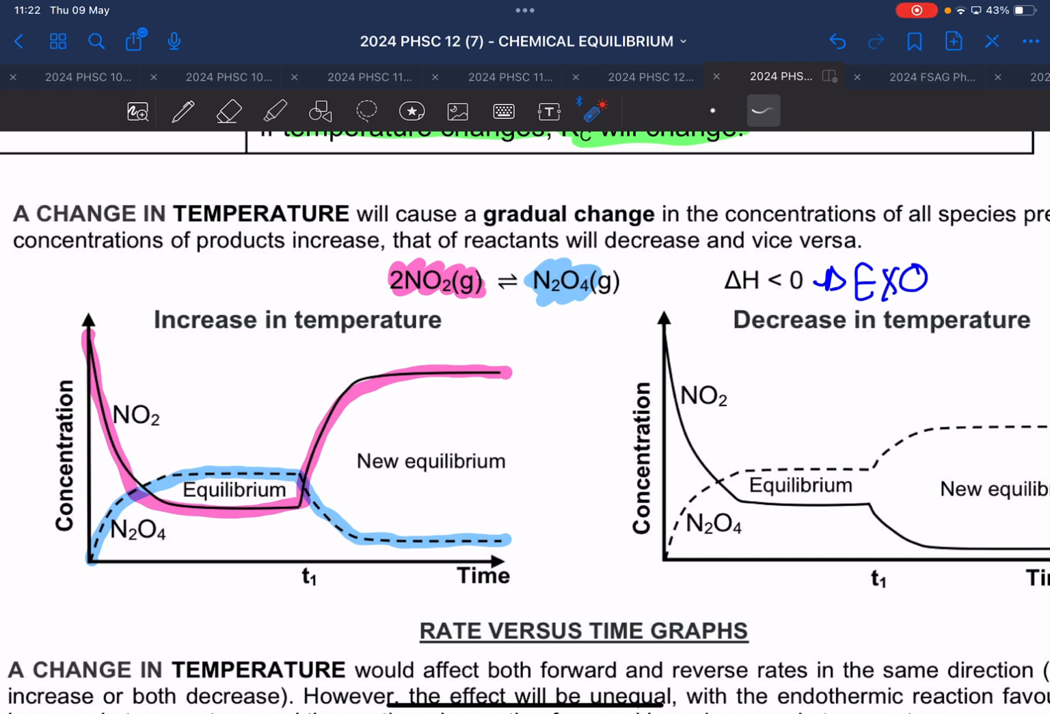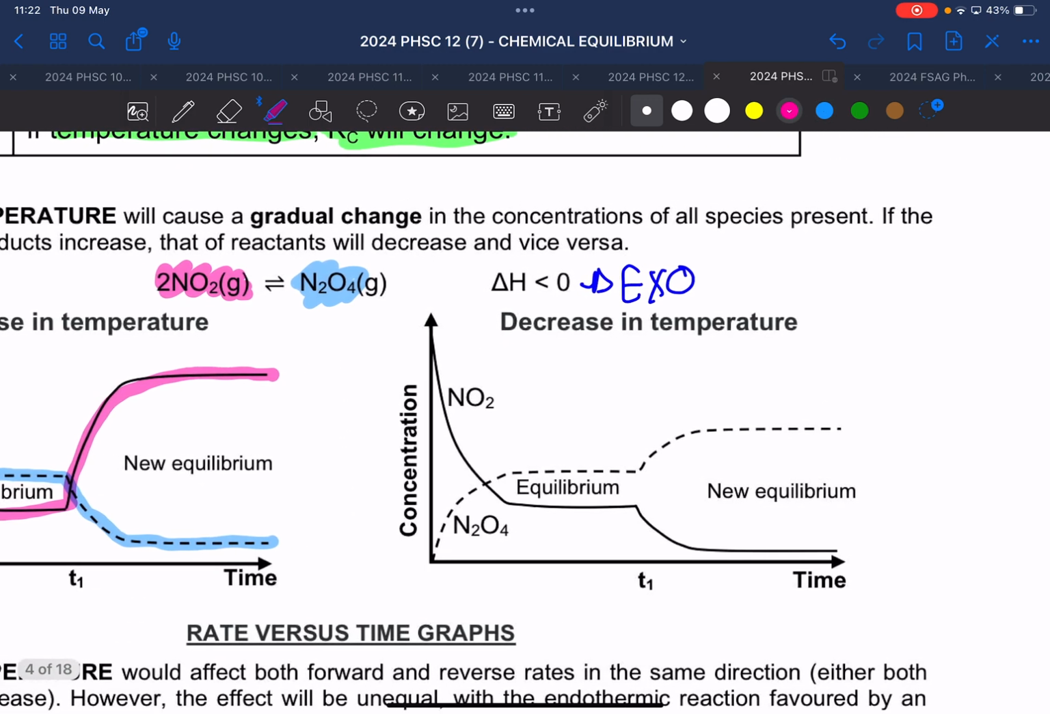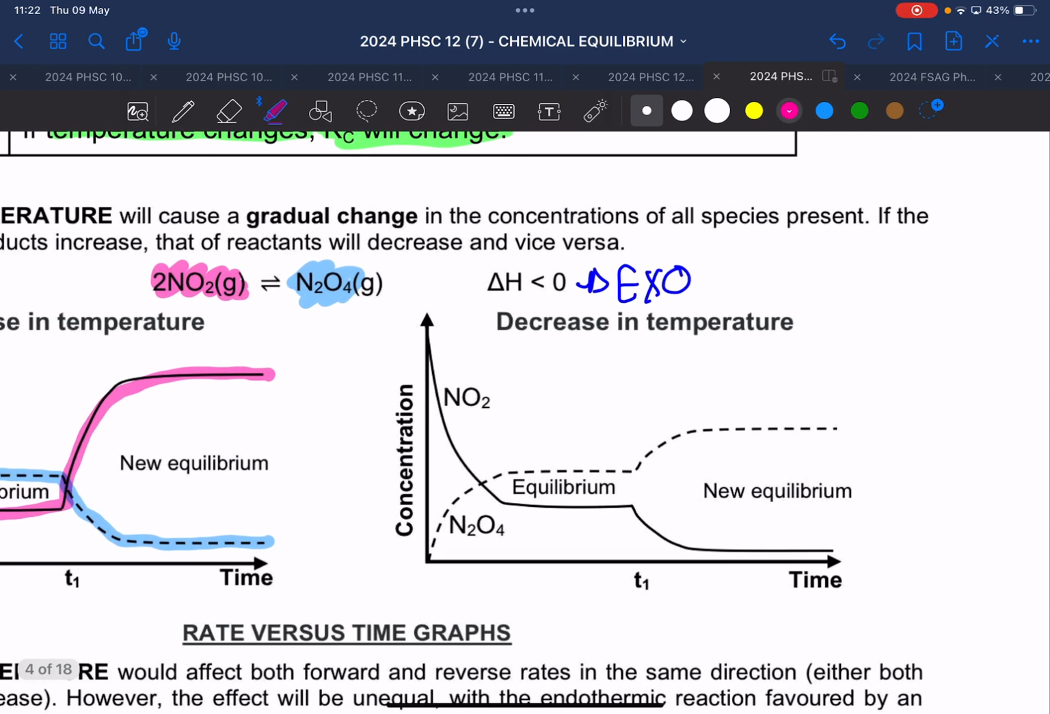Okay, so now let's look at the second graph here. Once again, we have a decrease in temperature, right? So if we decrease our temperature, our exothermic reaction will be favored. Which reaction will be favored here, the forward or the reverse reaction? The forward reaction. If we decrease our temperature, yes. Exothermic is our forward reaction because they tell us that.